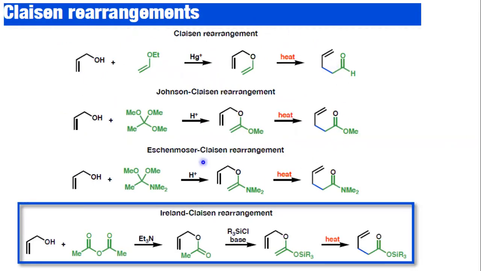And here a few examples are shown for Claisen rearrangement, Johnson-Claisen rearrangement, Eschenmoser-Claisen rearrangement, and Ireland-Claisen rearrangement. For Claisen rearrangement, we need to have an allylic alcohol that will be treated with ethyl vinyl ether in the presence of a Lewis acid, mercuric ion. So what is formed is allyl vinyl ether.